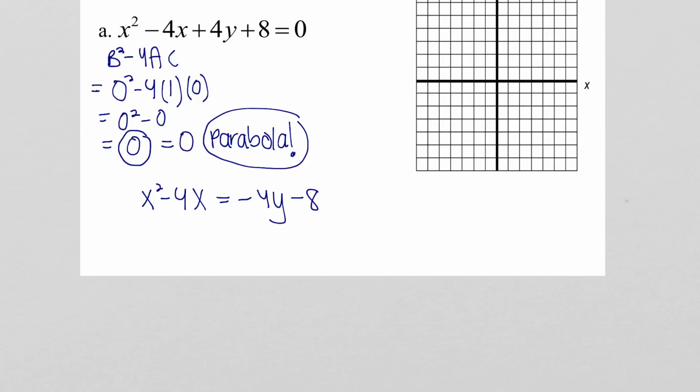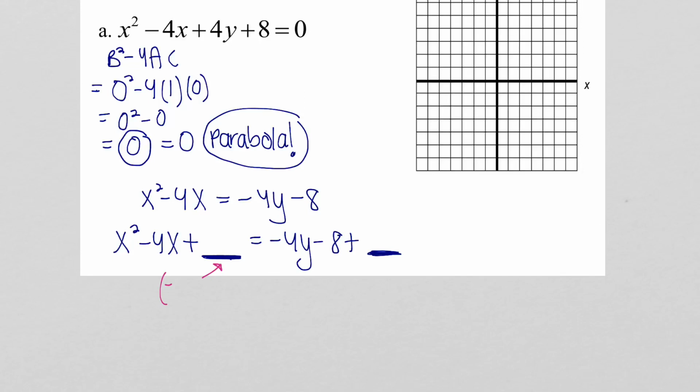Okay, next, I want to complete the square for these two terms so that I can factor it and get a binomial squared. So on the left-hand side, I'm going to write x squared minus 4x. To complete the square, I'm going to add that special amount, which we'll talk about in a minute, equals negative 4y minus 8. And remember, we need to keep our equation balanced, so I'm going to have to add the same amount to the right-hand side. Now, how do we get this?